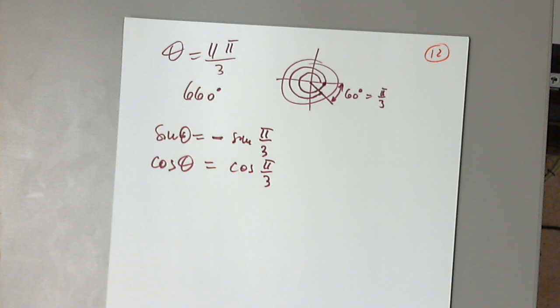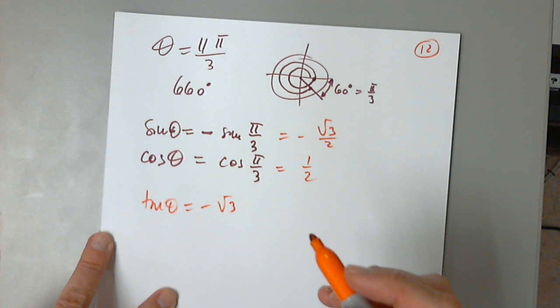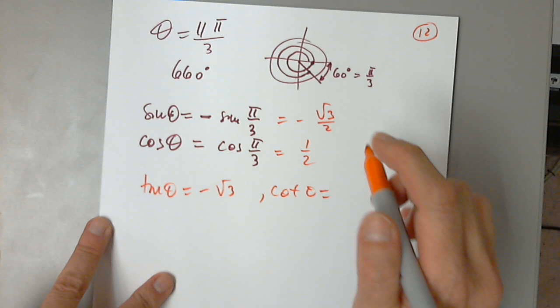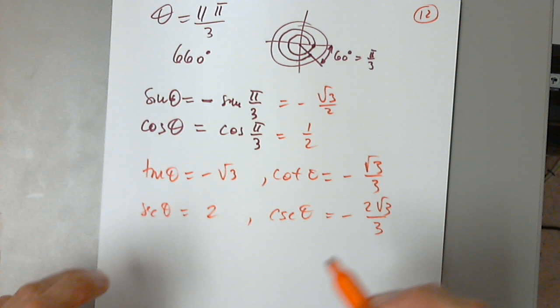So then tangent theta will be this over this, which is negative the square root of 3. Cotangent theta is this over this, which will be negative the square root of 3 over 3. Secant theta is 1 over cosine, which is 2. And cosecant theta is 1 over sine, which is negative 2 the square root of 3 over 3.